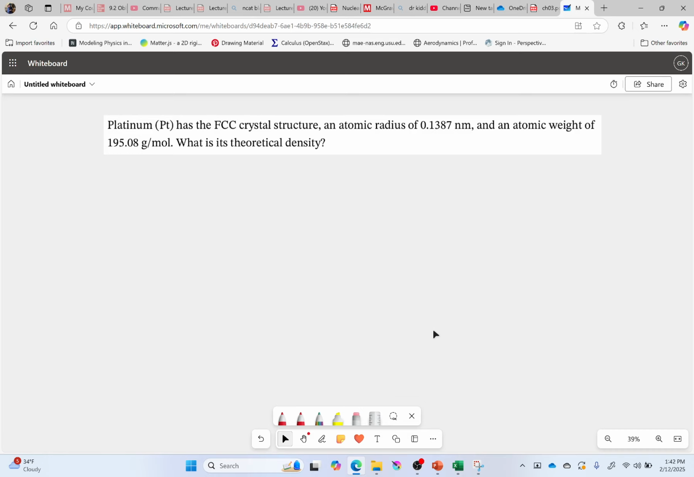So this one's kind of a two-part problem. A little extra bit here. So we have platinum, which has an FCC crystal structure, an atomic radius of 0.1387 nanometers, and an atomic weight of 195. What is its theoretical density?